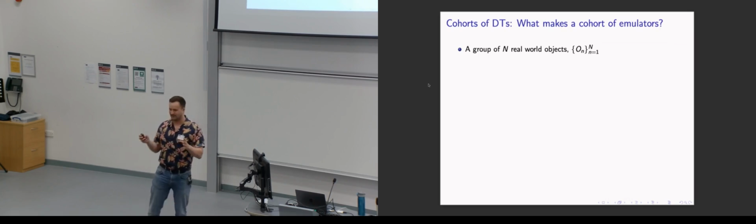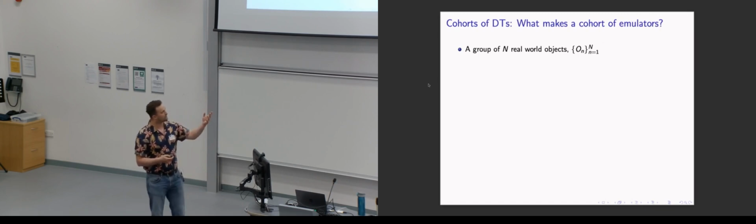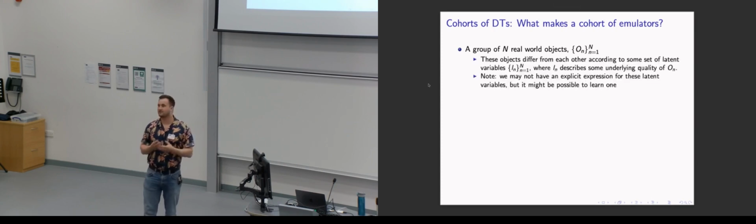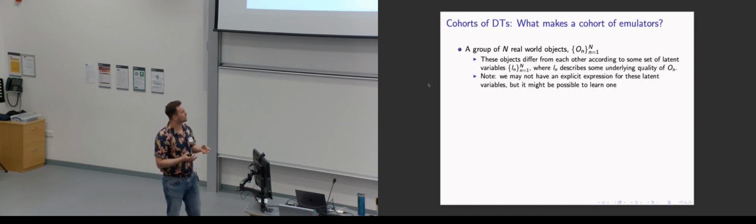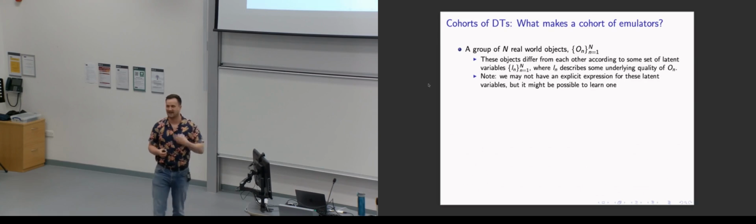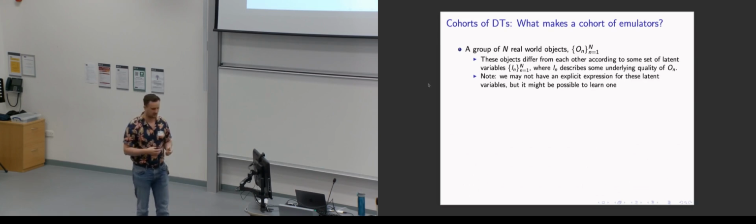So what do we need to create our cohort of emulators? We have a group of n real-world objects, which I'm calling O for object, and these objects are going to differ from each other in some way according to some set of latent variables, where for object n, Ln is the set of variables that describes it uniquely compared to the other objects.